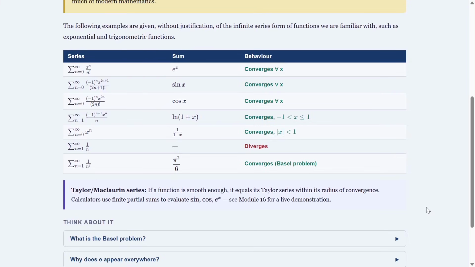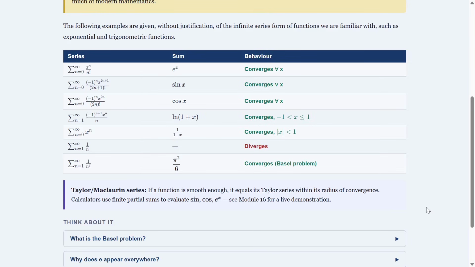So in this table, it's given the infinite series that generate the same values as functions that we are familiar with, such as the exponential function, the sine function, the ln function, the natural logarithm of 1 plus x. But in addition, the table says, without justification, it just states it, which values we can input so that the series will generate the right output value.